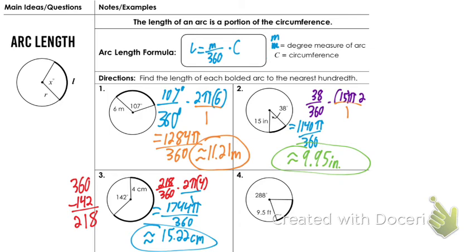All right, number 4. So the actual arc we want has a measure of what? 72 degrees. So you take 72 divided by 360 times 2 times pi times 9.5.